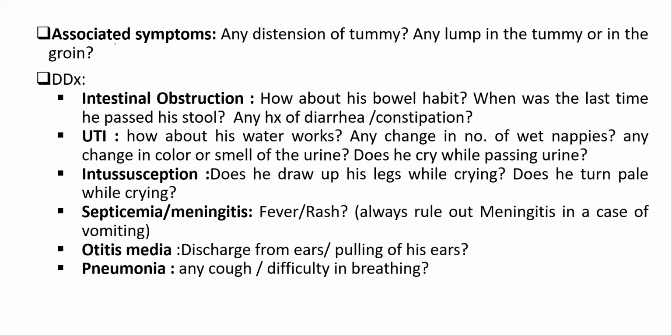Then along with the vomiting, we ask about associated symptoms. Now, it's not mandatory to ask about associated symptoms. You can jump to differential diagnosis also. Totally fine. Nothing to be worried about on that part. But if you want to ask associated symptoms with vomiting, then you can ask about any distension of the tummy, any lump or bump in the tummy or in the groin. But as I said, we will ask these questions in the differential diagnosis anyway, so you can just jump to DD. That's really okay.